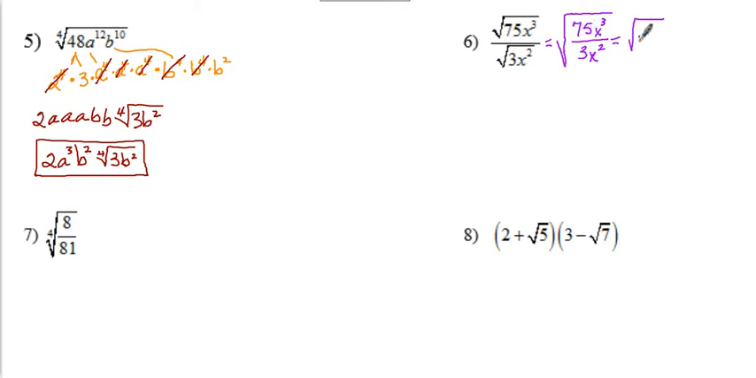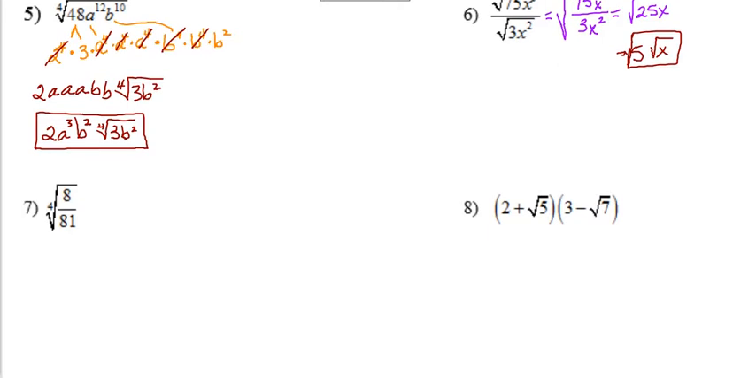75 divided by 3, that's 25. X to the third divided by x squared, you should know that that's the 3 power minus the 2 power, so that's just x. At this point, you should see that if you take the square root of 25, you'll get 5. And that this x needs to be left behind because it's not to the 2 power. Okay? So 5 times the square root of x is that simplified down. Take advantage of whatever you can when you're reducing these.